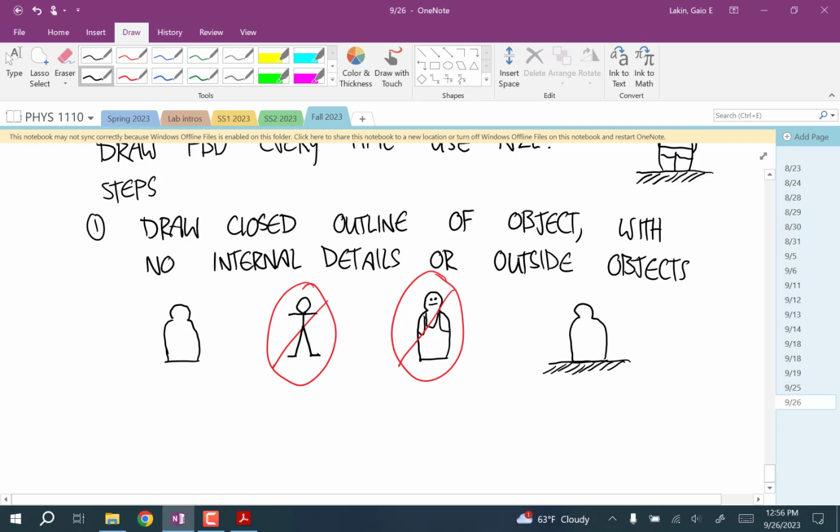And the problem is that with this last one there's ambiguity about what we're including. Are we including the top of the floor? Are we trying to calculate the forces that are being applied to that floor? And so we want to just be clear. No, the only thing we're concerned about are the forces applied to the man.